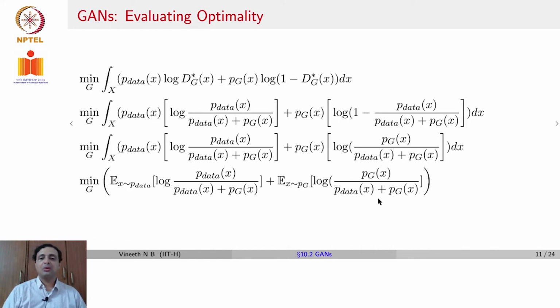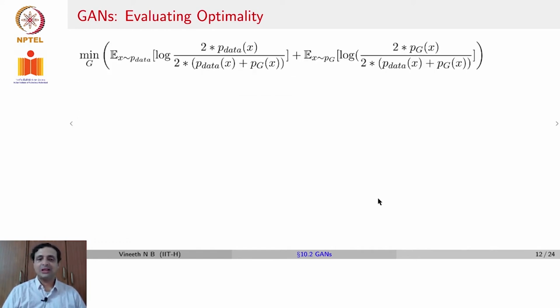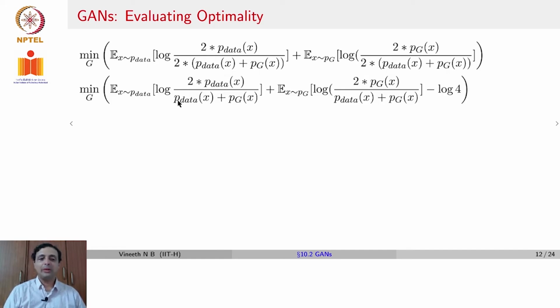What do we do with this? Let's now multiply and divide both of these terms by 2. Once we do that, we can take the denominators 2 and add those two terms up and get a minus log 4. Using the first 2, you would get a minus log 2. Using the second 2, you will get a minus log 2. When you put these two together, you'll end up having a minus log 4 term here.